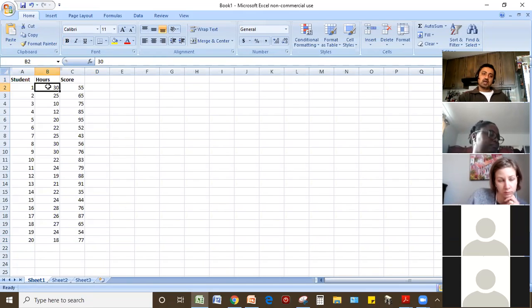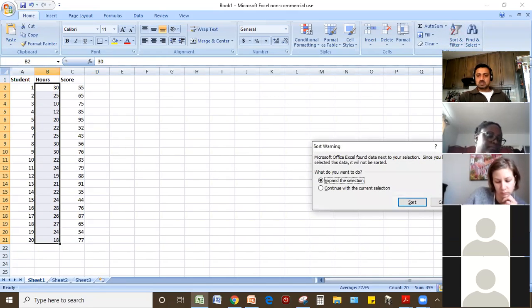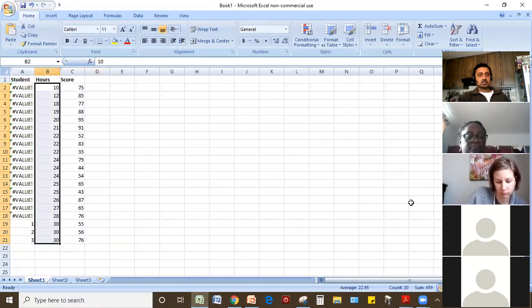If you look at the number of hours and you want to sort students by hours, all you do is highlight this, go to sort and filter, and say sort smallest to largest. And if you go ahead and sort it, magically it is in increasing and decreasing order, okay?